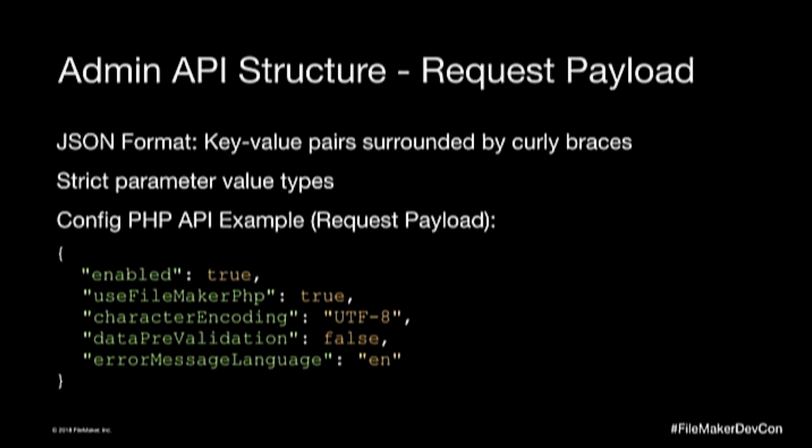So part of the request is the data that you want to send to the server. And for admin APIs, it's going to be in a JSON format. That means you're going to have curly braces surrounding a bunch of key value pairs. So in this example, we've got all the things in green are the keys, like enabled, and then we've got the values in orange. But when you write, you can just use whatever colors you want. Keep in mind that for admin APIs, we have strict parameter value types. So what that means is if we say it's a Boolean, only true and false is allowed. Anything else is not allowed.